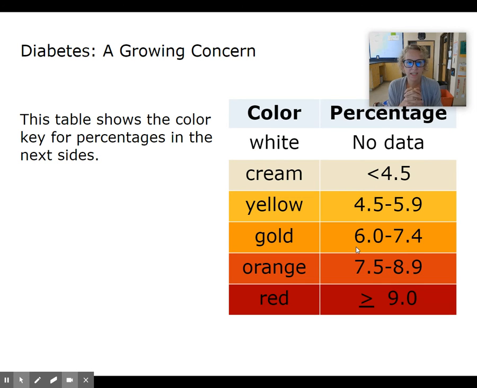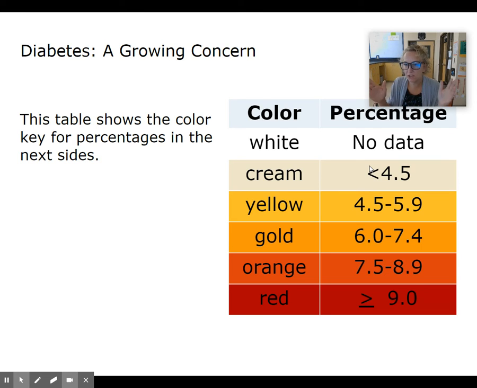As we look through our data today, we want to point out that the table right here shows the color key for percentages. So what this means is, if I was surveying 100 people, we would say that if the color is cream, then 4 people out of 100 would have diabetes.